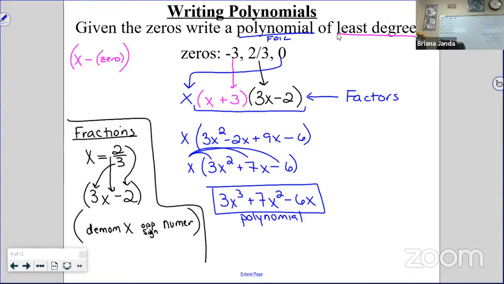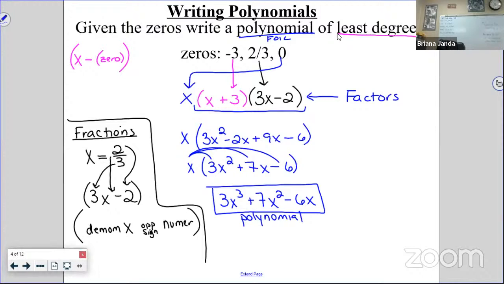Questions? Okay, that's essentially our process today. We are going to look at a couple different variations, obviously, on that, and then getting a little bit more specific of a polynomial based off of some given information.